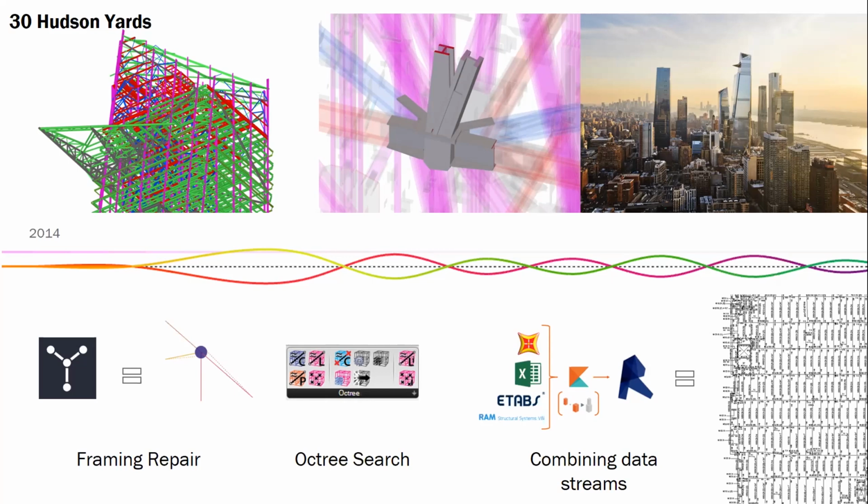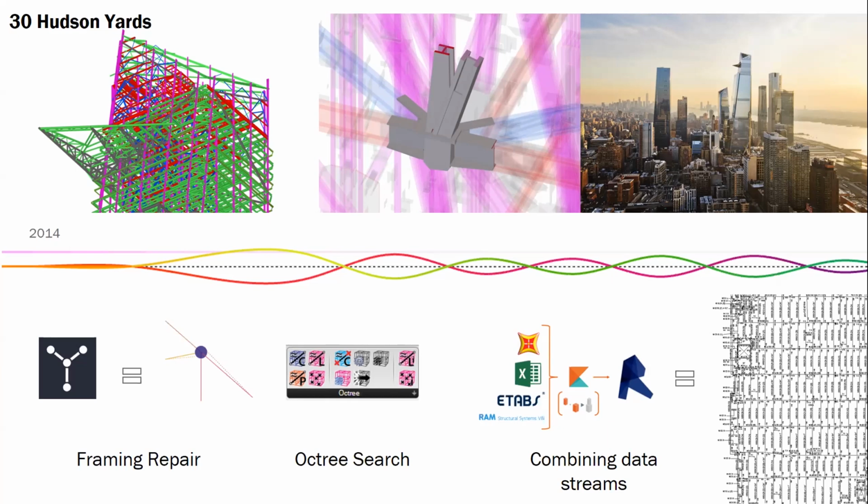Falling out of the 30 Hudson Yards project was also the Octree search tools in our Grasshopper library. This is a set of components that allows us to compare 2 different geometries, and then once that comparison has been made, to transfer data between those 2 geometries. This is also one of the first projects where we were able to combine separate data streams into one BIM model. In this case, using the Octree components, we were able to map our SART model onto our Tekla model and transfer all of the force data, etc., onto that model.